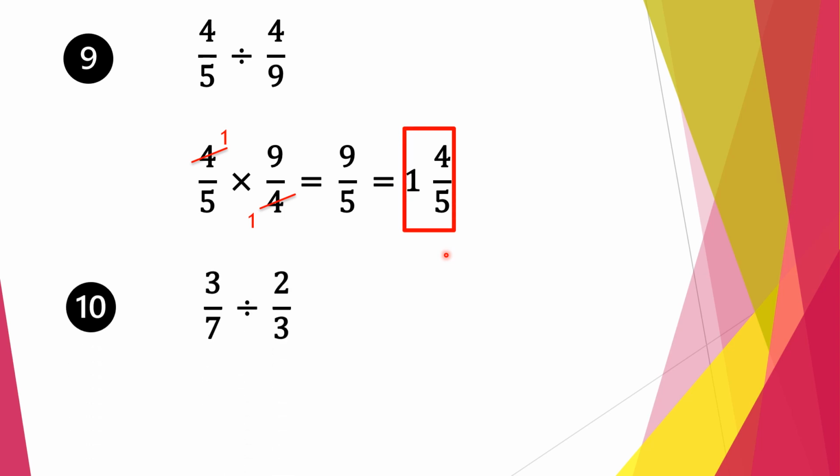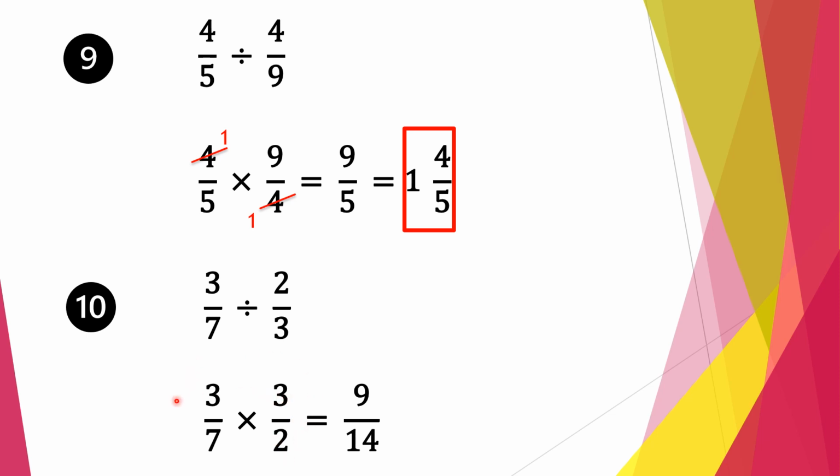Let's move on to our last question. We have 3 over 7 divided by 2/3. Again, we keep the first fraction as it is, 3 over 7. We change the division sign into multiplication. We take the reciprocal of the second fraction. We flip it over. It's 2 over 3. Now it's 3 over 2.